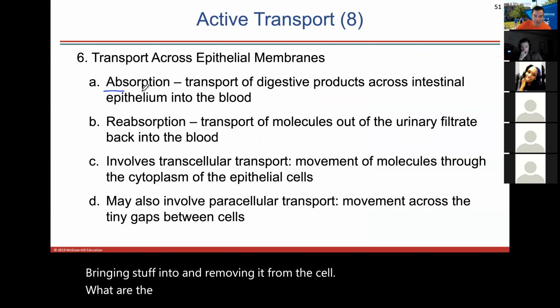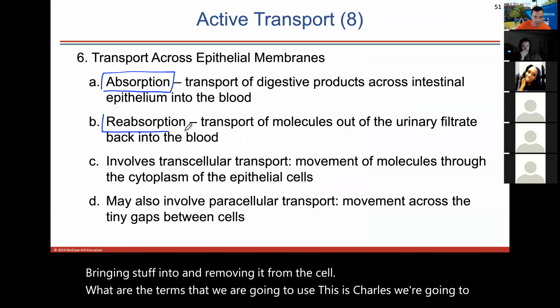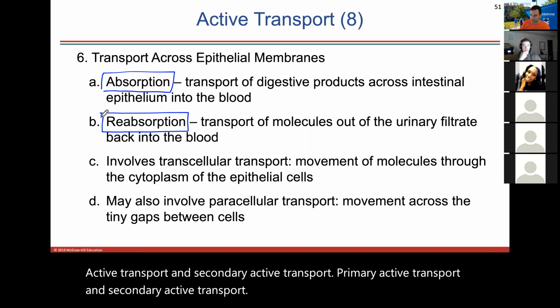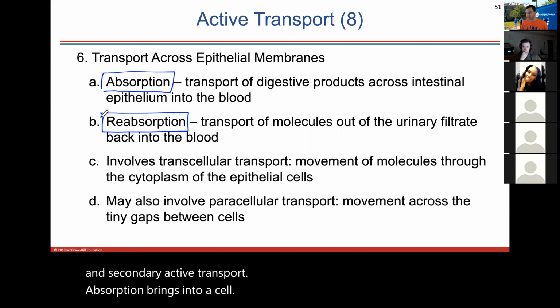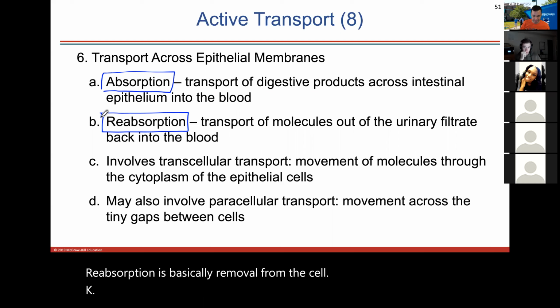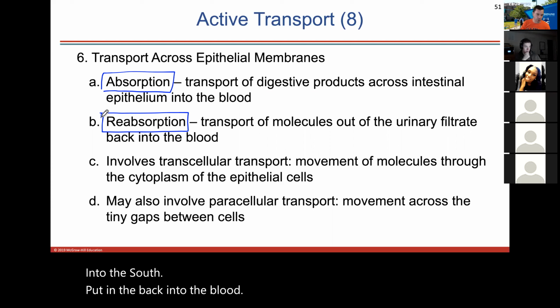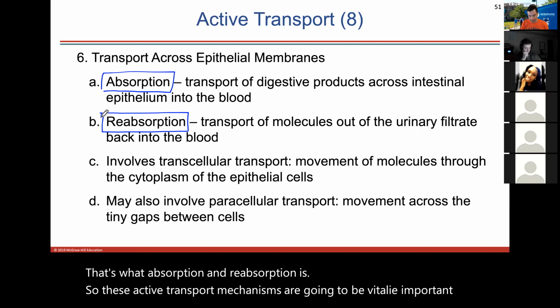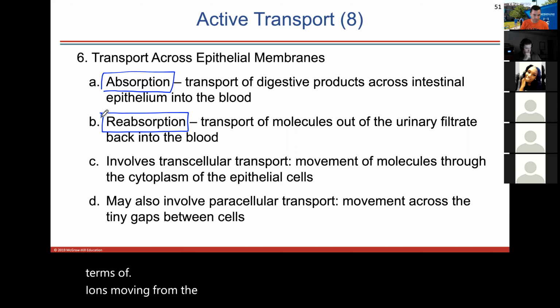What are the terms that we're going to use? We're going to use the terms absorption and reabsorption, but mechanistically they are primary active transport and secondary active transport. Absorption brings into a cell. Reabsorption is basically removal from the cell, taking it from the blood into the cell and putting it back into the blood. These active transport mechanisms are going to be vitally important for ions moving from the blood into tissue and back out of tissue, as well as nutrients, metabolites, and waste.